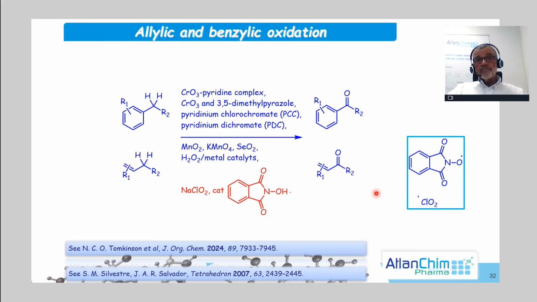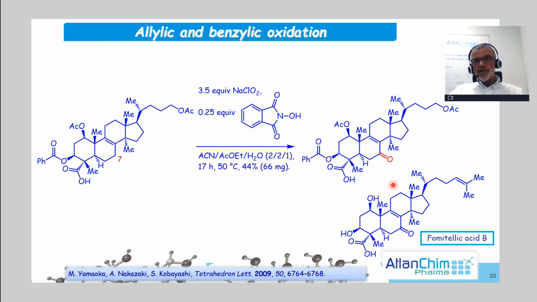For a mechanistic study of this transformation here, these two radical species are involved. And for this study, just see this recent reference right here.